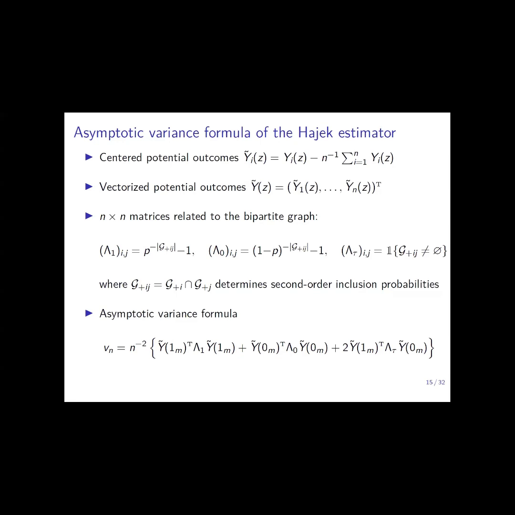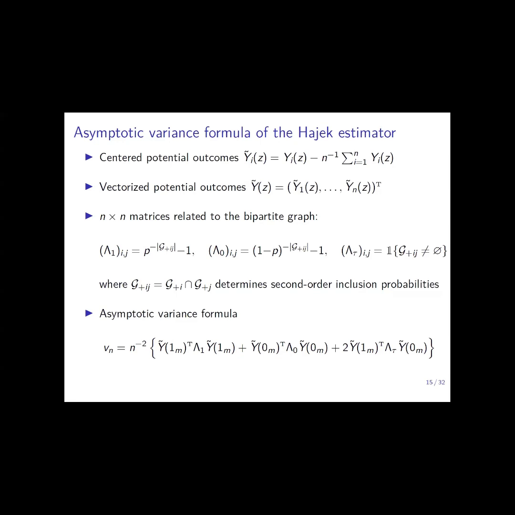This is the meaning of this notation. Why do we need it? Because if you do the derivation, you will see the asymptotic variance depends on lambda 1, lambda 0, lambda tau in this form. These are three quadratic forms: a vector outcome for all ones, for all zeros, and the cross term.